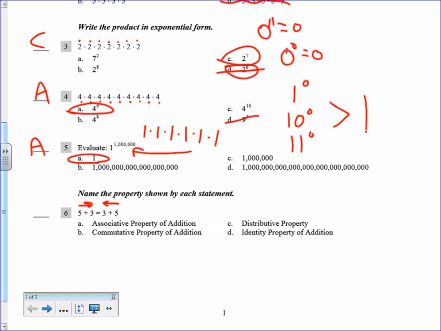All right. We talked about this a bunch of times. Order doesn't matter. What property? They didn't change the numbers. They just changed the order. Commutative property. And we're going to talk more about those properties shortly.